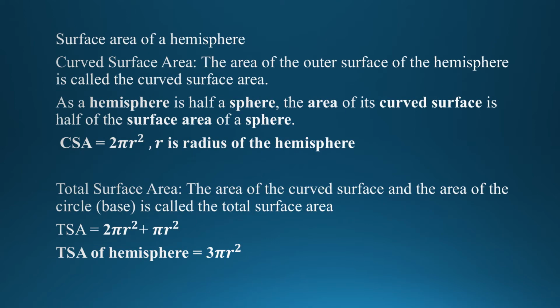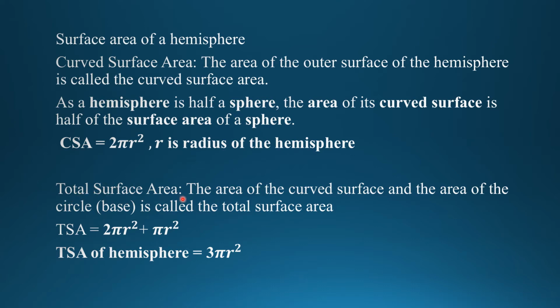Surface area of a hemisphere. Curved surface area. The area of the outer surface of the hemisphere is called the curved surface area. As a hemisphere is half of a sphere, the area of its curved surface is half of the surface area of the sphere. Therefore, we can say curved surface area of a hemisphere is half of 4 pi r square, which is 2 pi r square, where r is the radius of the hemisphere.